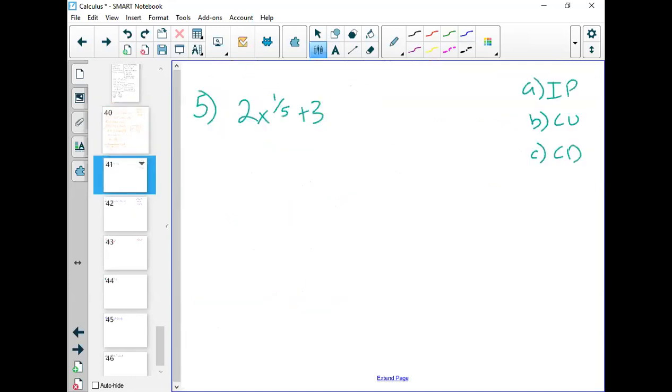Next. So the next one, number 5, your function is 2x to the power of 1/5 plus 3.